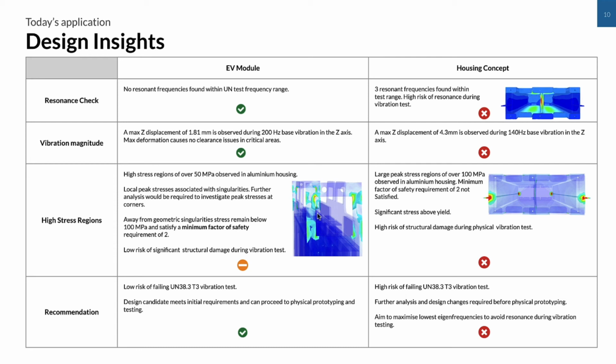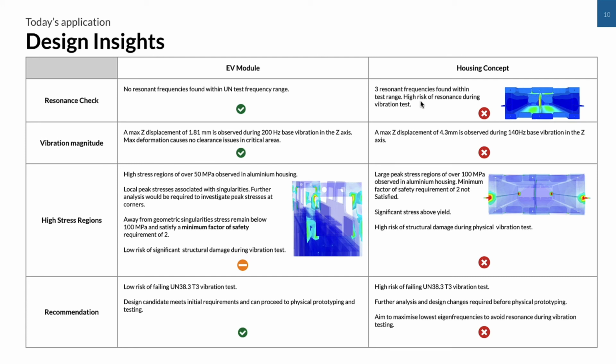But as we move away from those areas, we are actually satisfying the minimum factor of safety of 2. So all in all, there's a low risk of structural damage, and so there's also a low risk that we'd fail the UN 38.3 test. So as a design engineer, I would say we can move on to actually carrying out the physical test for this design.